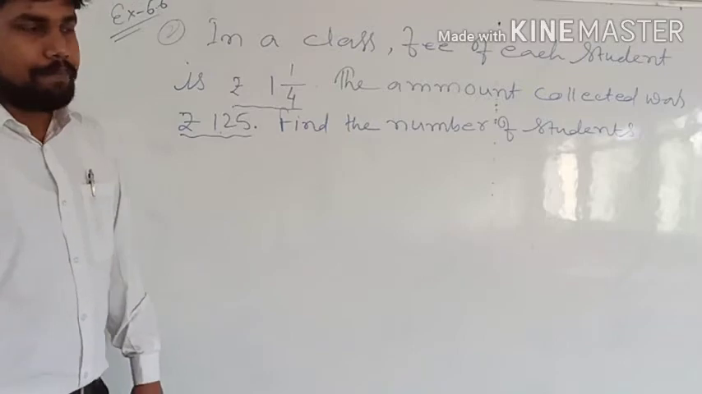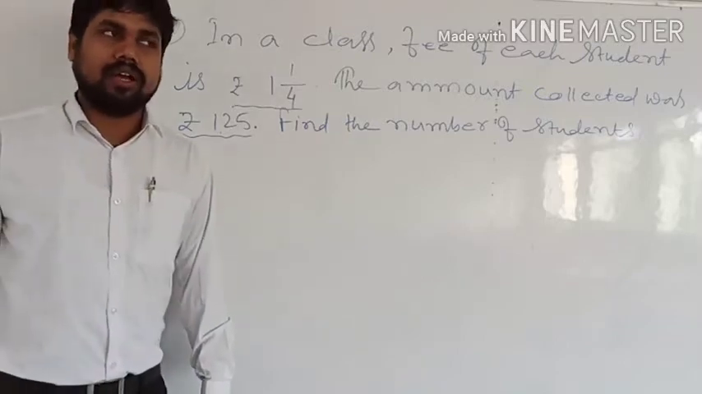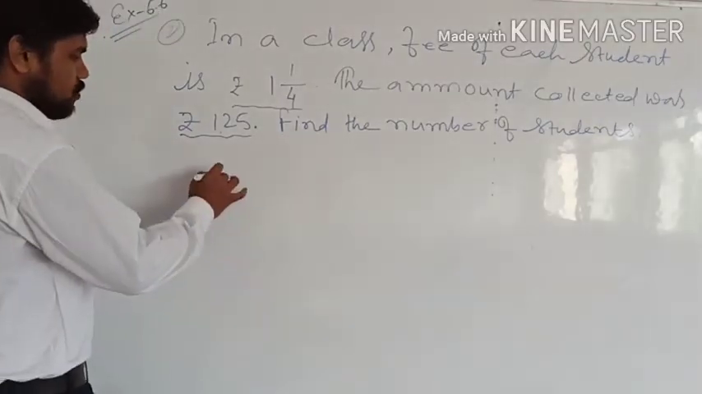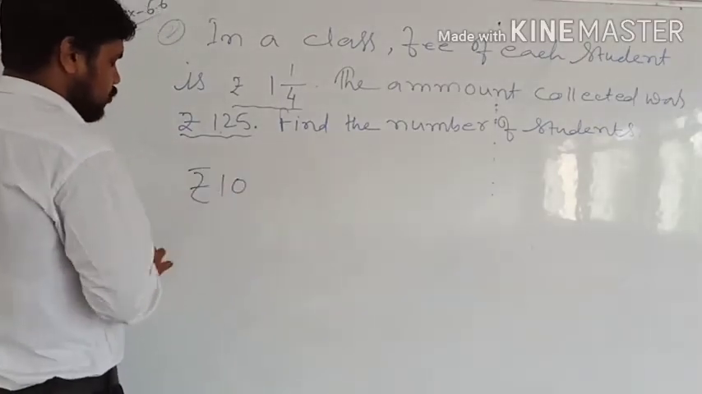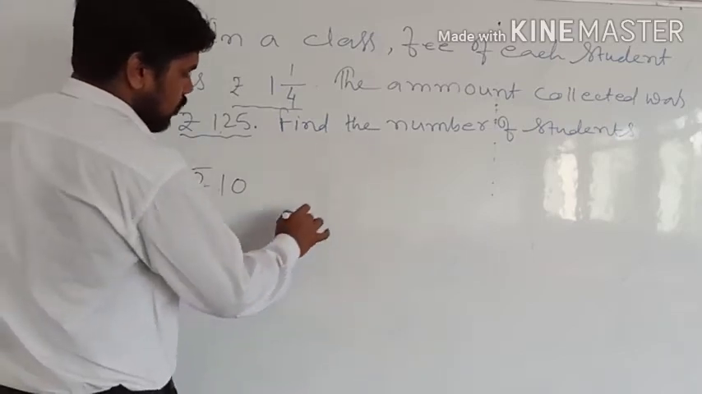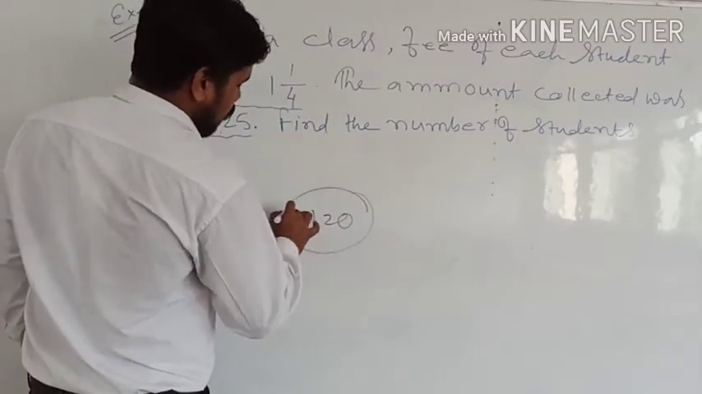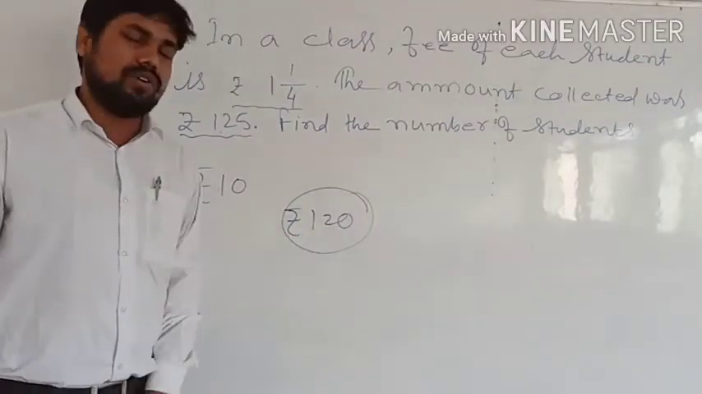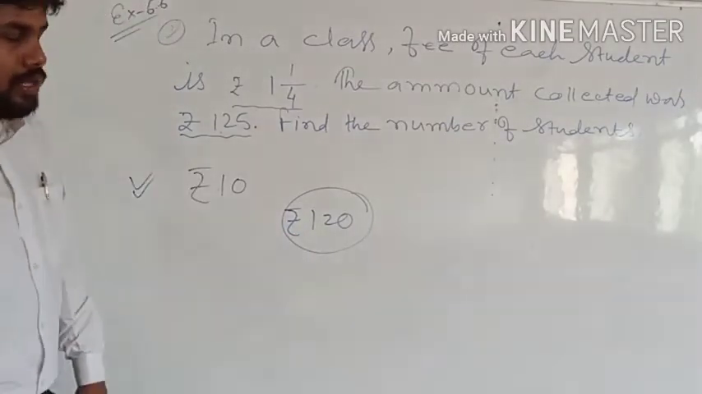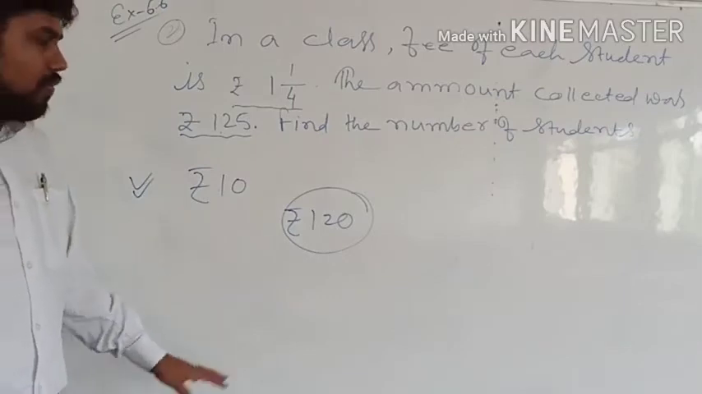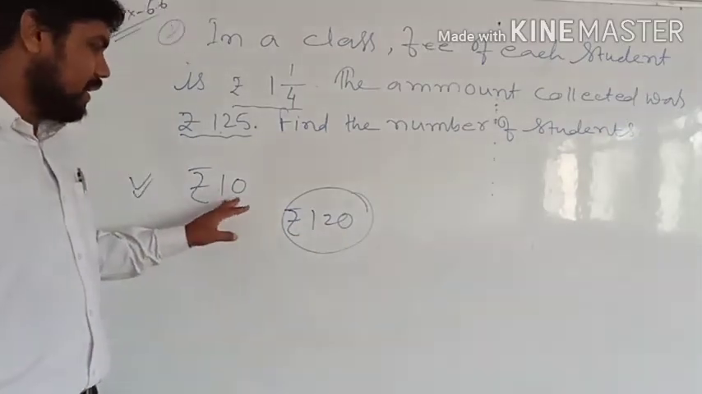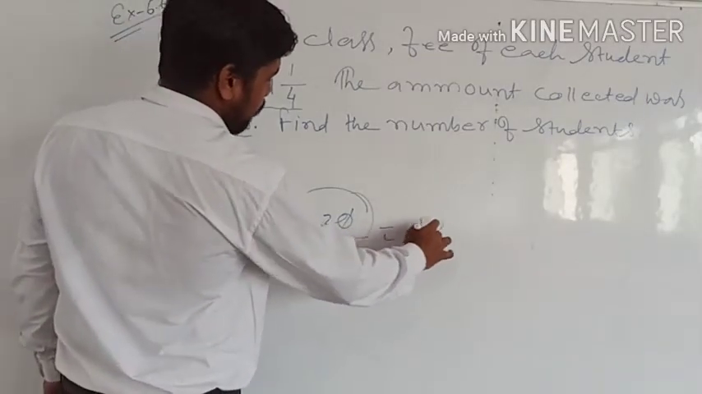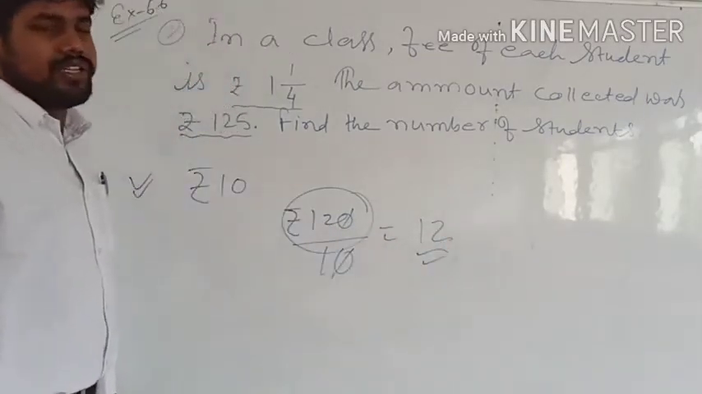For example, we are organizing some function and we are collecting 10 rupees from each student, and our total collection is 120 rupees. We want to see how many students have given the fees. Okay. So then what we will do is we will just divide this by 10. If you divide this by 10, the 0 will cancel, and 12 will be the answer. That means 12 students have given the fee.